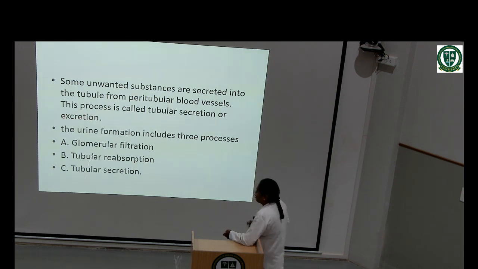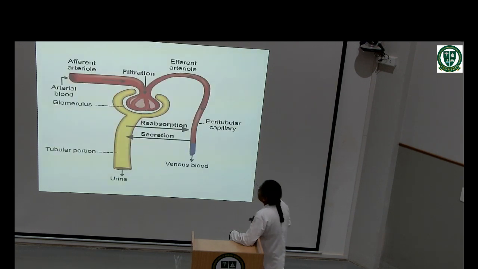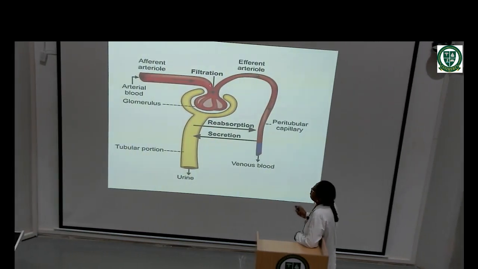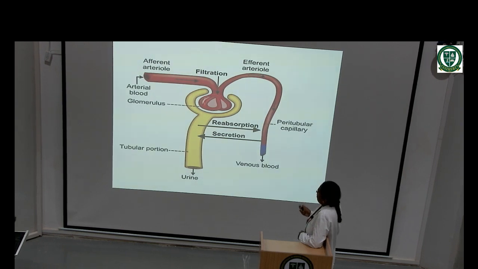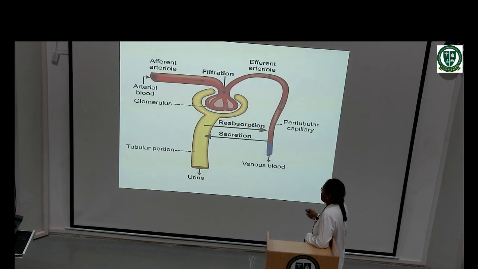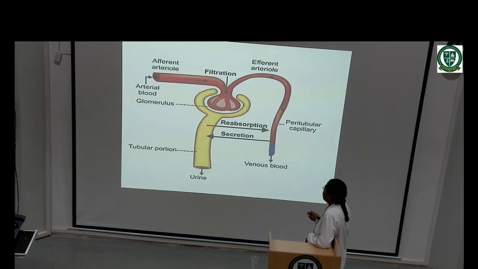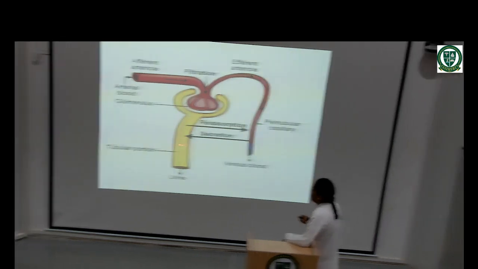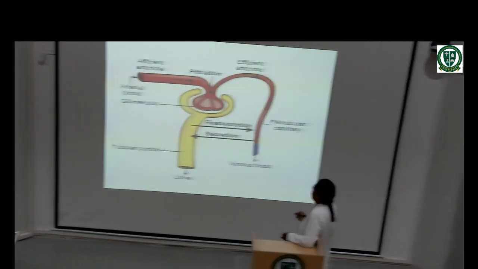This covers the three steps of urine formation. One is glomerular filtration, second is reabsorption, third is tubular secretion. This is a diagram showing glomerular filtration from the afferent and efferent arterioles into the Bowman's capsule. From the tubule, it is reabsorption into the capillaries. Third is tubular secretion, that is from capillary to the tubule, the unwanted substances are secreted into the tubule.